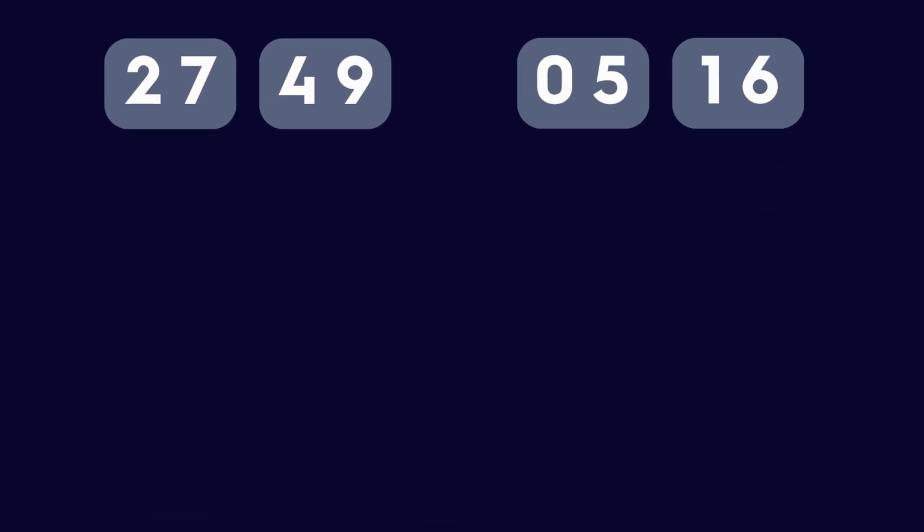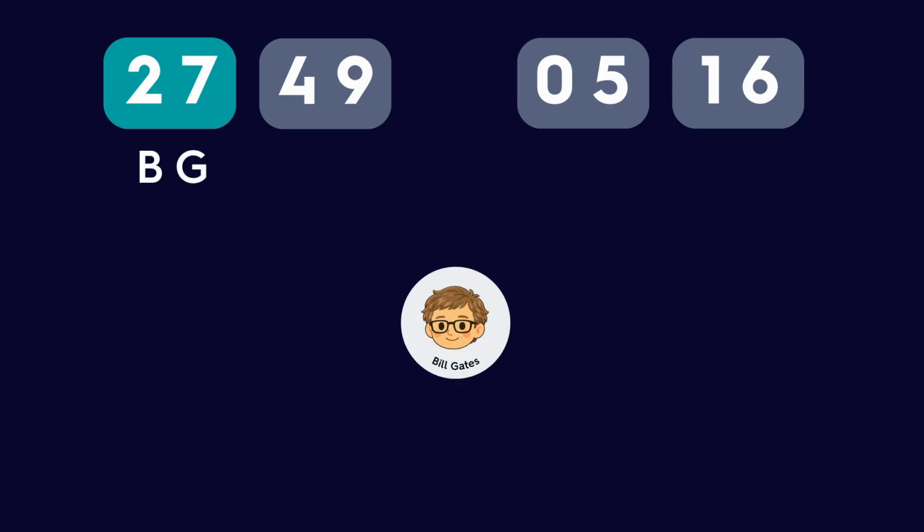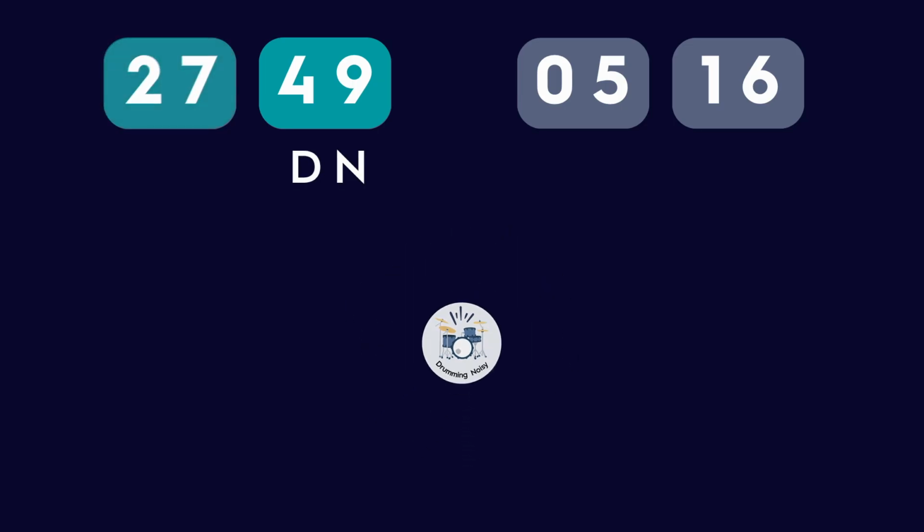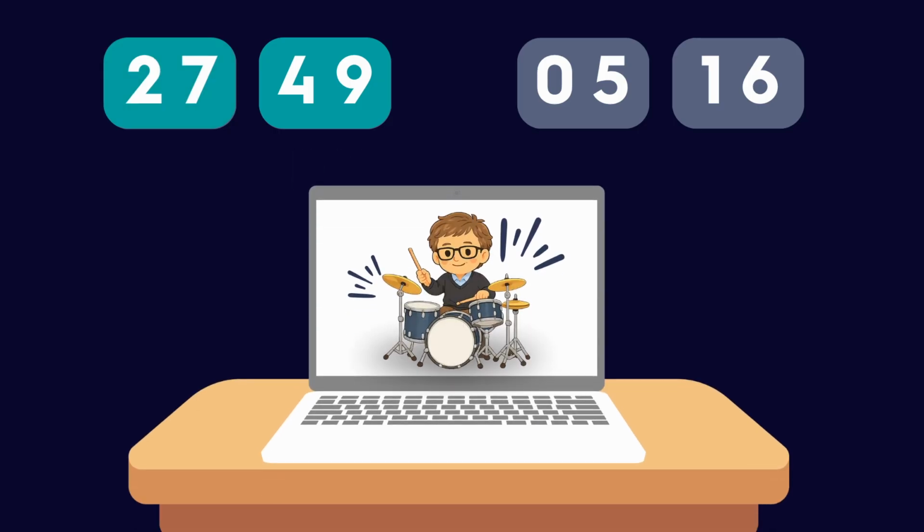Next, let us transfer the method to a longer number. Start by cutting the digits into chunks of 4, then split each chunk into 2 pairs. For the first chunk, 27 can become BG, so your person might be Bill Gates. 49 can become DN, with an action like his drumming is noisy. Together, you picture Bill Gates drumming loudly on a giant laptop.